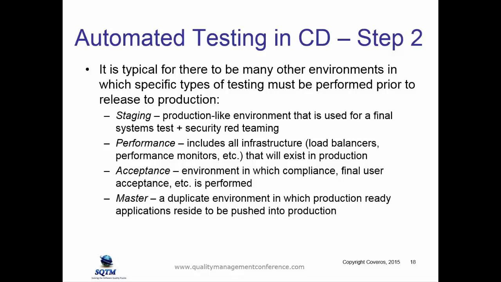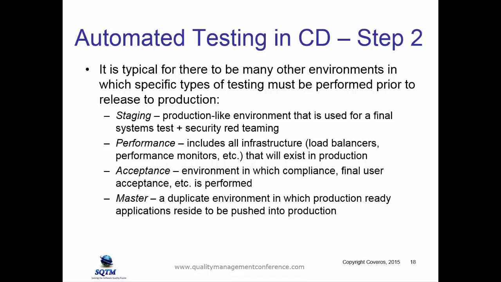Sometimes you'll see a separate performance testing environment that includes physical infrastructure for load balancing and performance monitors and security products and other things that will exist in production that we want to make sure we are testing against. A decision will be made that that environment needs to be different from staging, because some of that stuff is not things we're necessarily going to look at for some of the other types of testing we want to do in staging. Sometimes you'll have a separate acceptance environment.